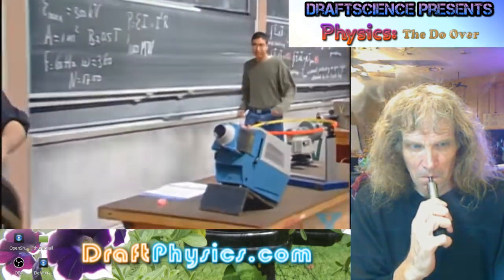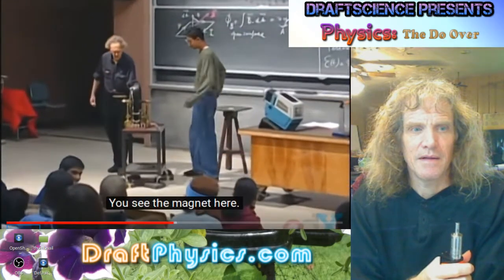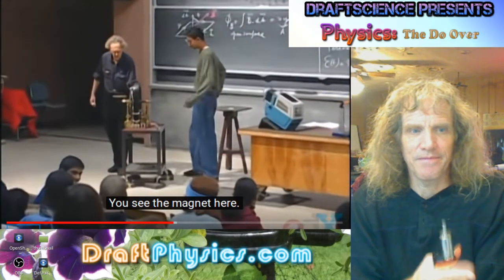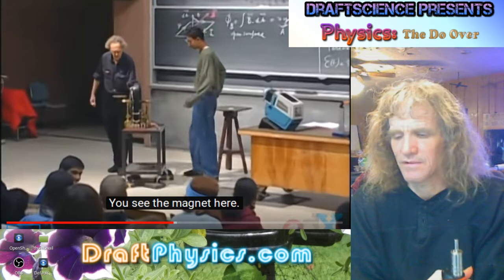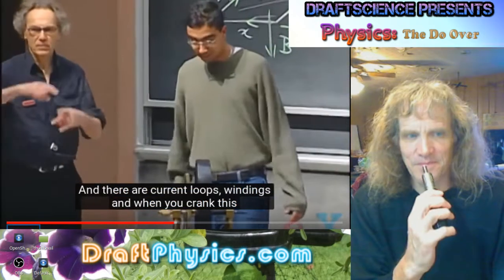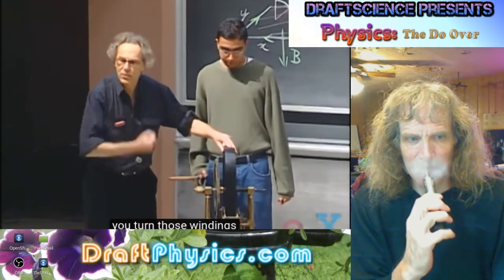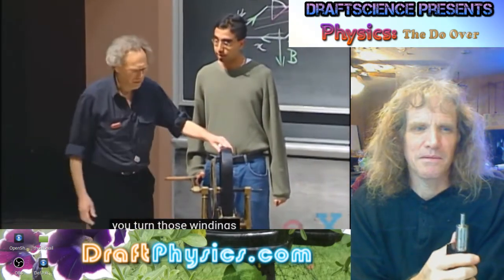This is a power generator. Magnetic field, you see the magnet here. I guess it's strong by taking physics courses standards. And there are current loops, windings, and when you crank this, you turn those windings in this magnetic field.